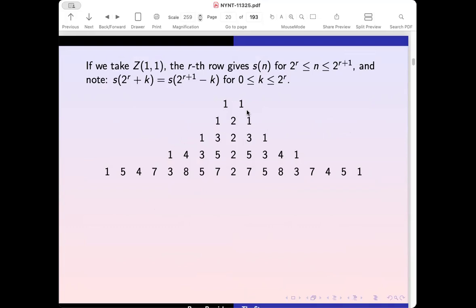Now, if you start with 1 and 1, then each row becomes, you don't get S of 0, but you get S of 2 to the r through S of 2 to the r plus 1, 1, 1. And you can check 1 plus 3 is 4, 3 plus 2 is 5, 2 plus 3 is 5, 3 plus 1 is 4, and so on.